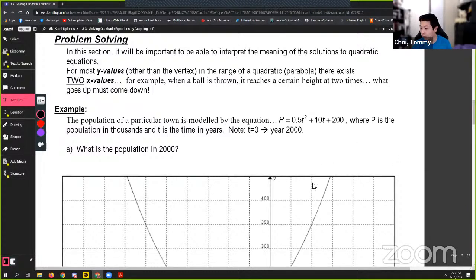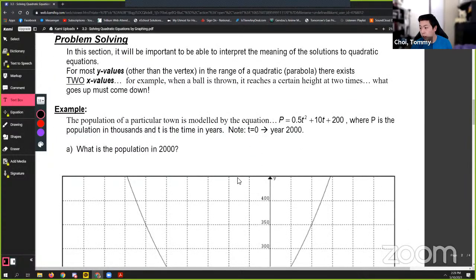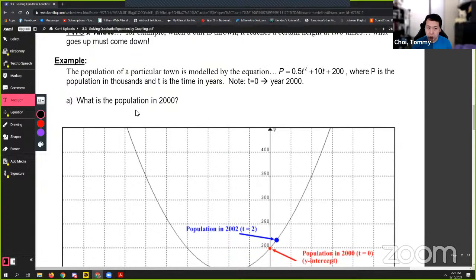So let's try to keep it into perspective here. Okay? Now, of course, I went over a ball spiel, but now we're not talking about balls. We're going to a population here, because we have to also look in context that's not only ball related. So if I were to, for example, show you here, the population of a particular town is modeled by this equation. You're given a quadratic equation here, right?